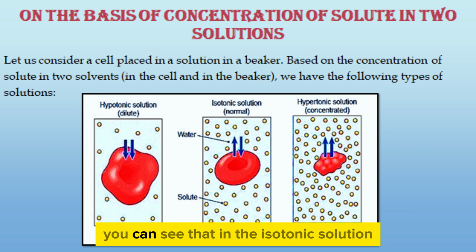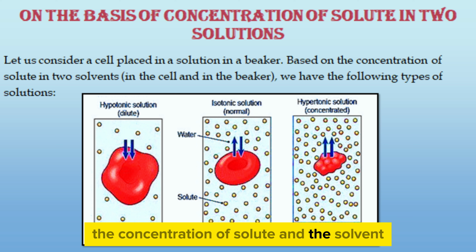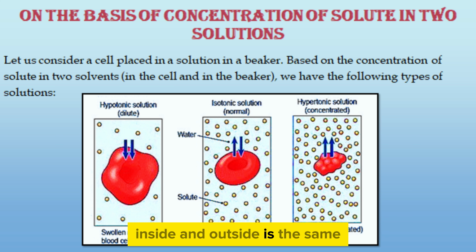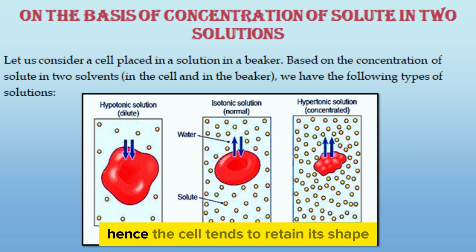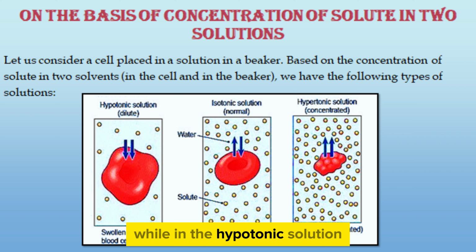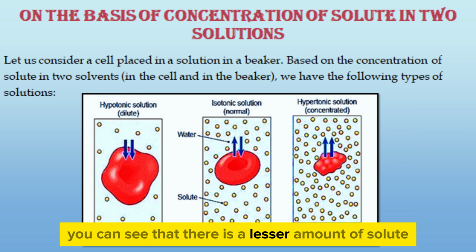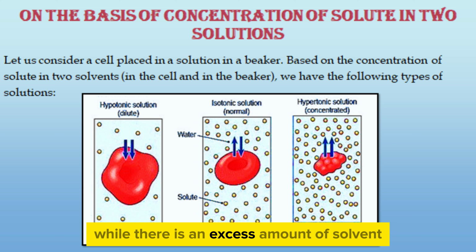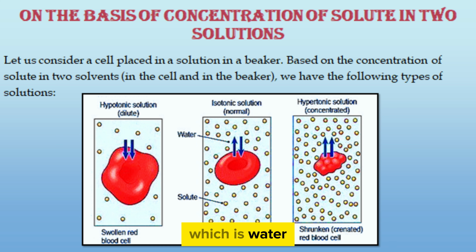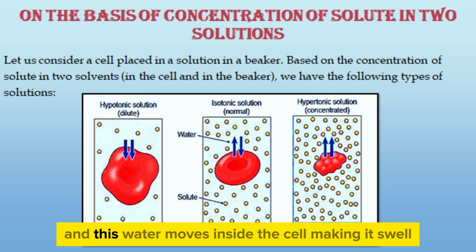From the picture, you can see that in the isotonic solution, the concentration of solute and the solvent inside and outside is the same. Hence, the cell tends to retain its shape. While in the hypotonic solution, you can see that there is a lesser amount of solute while there is an excess amount of solvent, which is water. And this water moves inside the cell, making it swell.